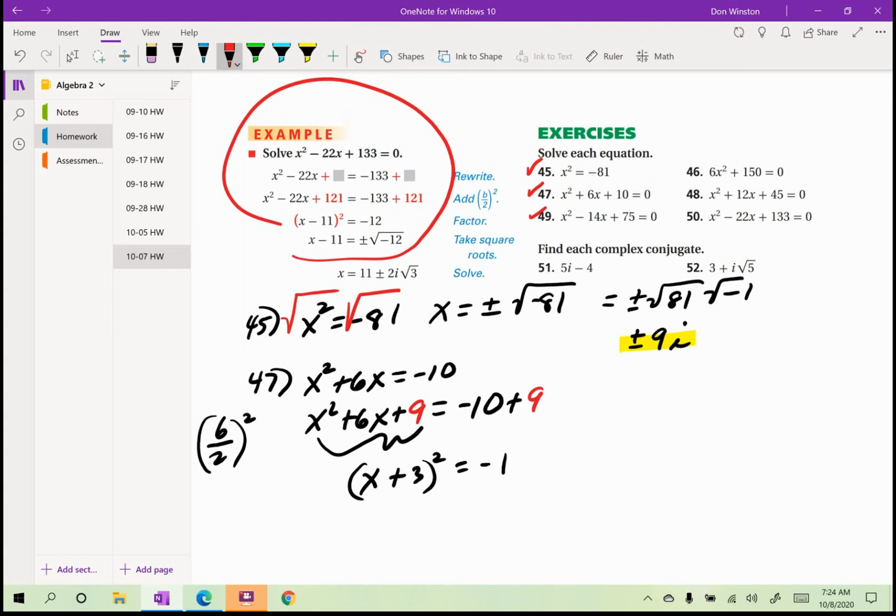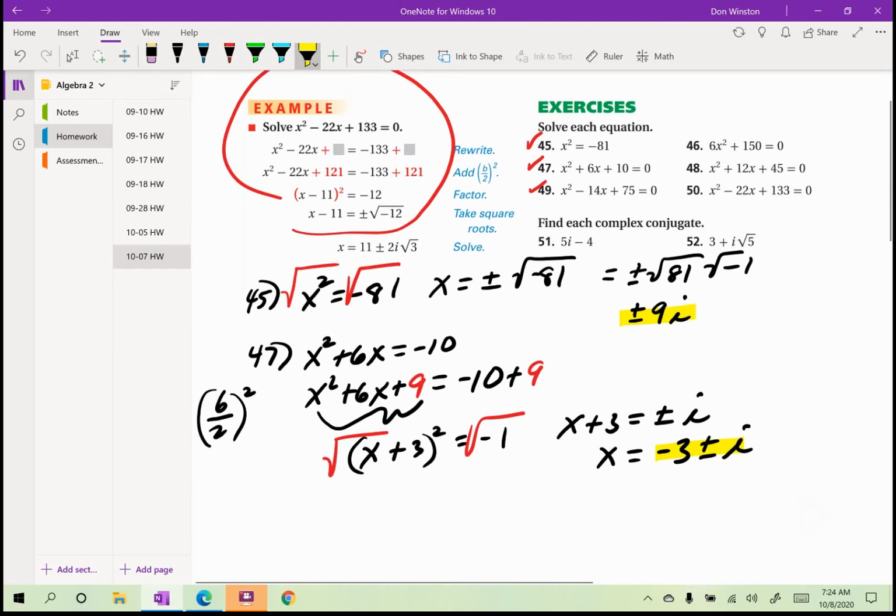So now we square root both sides. And then we get x plus 3 equals plus or minus the square root of negative 1, which is i. And so x is equal to negative 3 plus or minus i. And again, that's what you will enter as your response on Schoology: negative 3 plus or minus i. And then number 49 here.